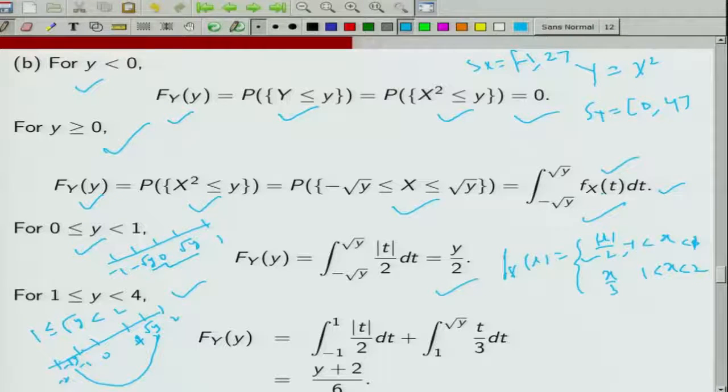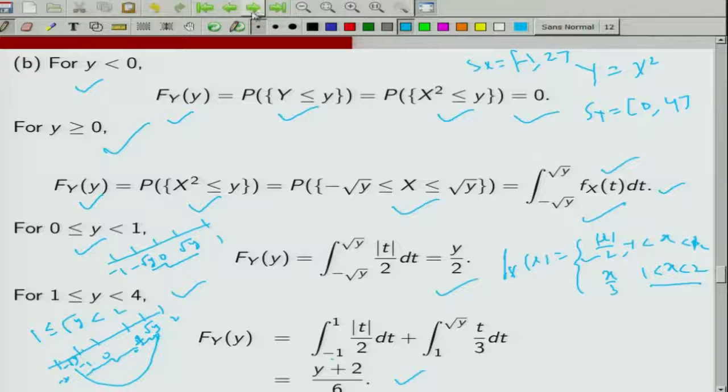I integrate the PDF, but the PDF before minus 1 is 0. So that means it would start from minus 1. It would go up to 1, because up to that point the PDF is mod of x by 2. This whole I have to integrate, so it becomes mod of t by 2 dt. Then I have to integrate from 1 to root y. Since root y is less than 2, it would be t by 3 dt. So if you work it out, this turns out to be (y plus 2) by 6.